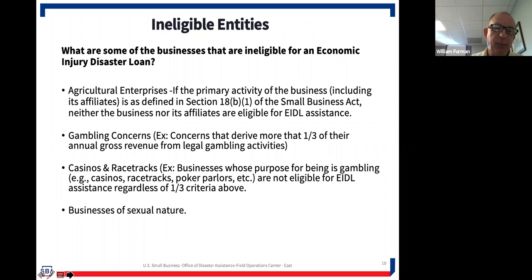The other thing that SBA doesn't like is gambling concerns, casinos and racetracks. Those are not businesses that SBA really funds. And then businesses of a sexual nature. I call those sin-based businesses. None of those are eligible.